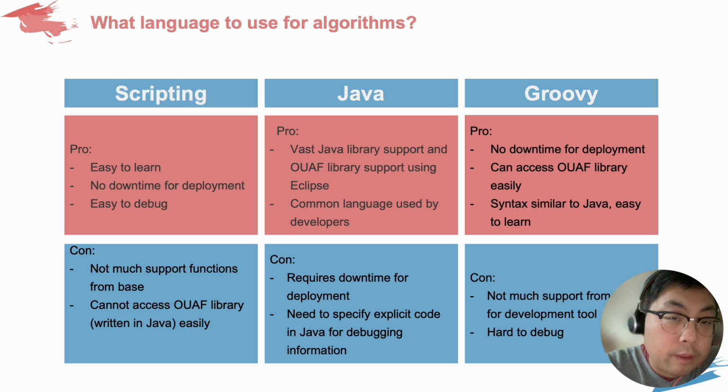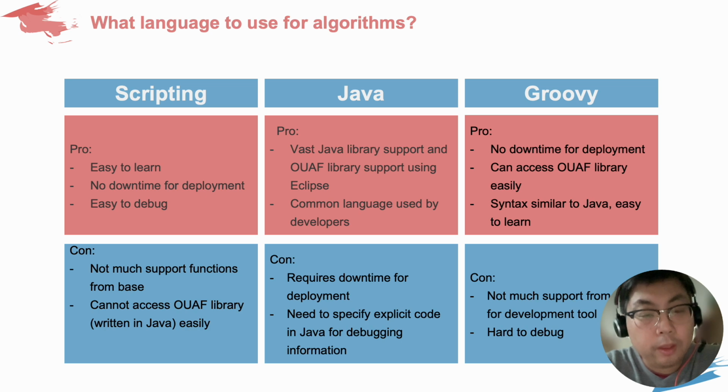Similarly, Groovy is coming out, and Groovy is trying to replace Java, but I think there are also some restrictions because it doesn't have a very good development tool similar to Eclipse. People have to write the code using some other external tools, and also it's similar to Java. It's quite hard to debug because if you want to show certain messages at runtime, you have to be very explicit to write the debug code.